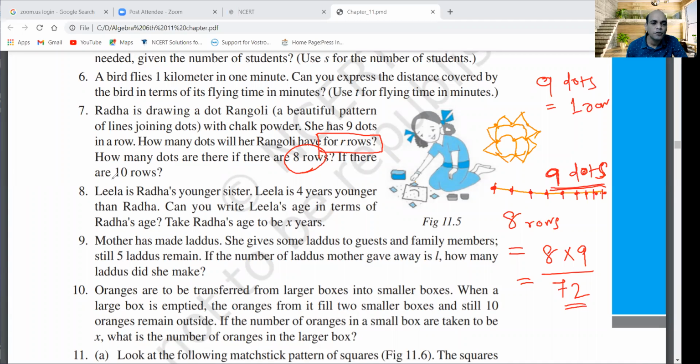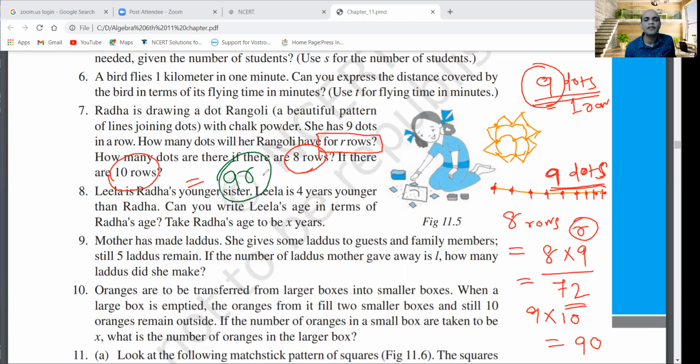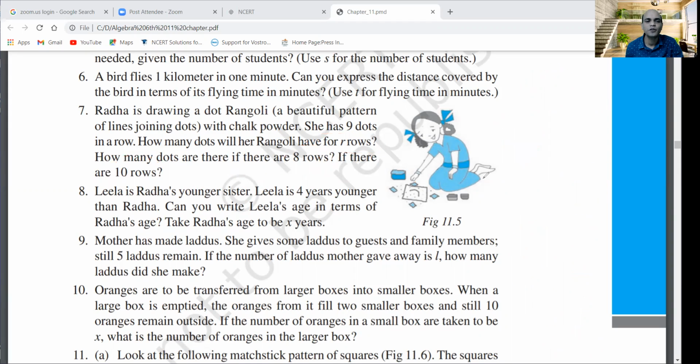Clear? If there are 10 rows, in one row there are 9 dots. 90. Obviously, 9 multiplied by 10 is equal to 90. Okay, it is not asked, but can you tell me the common rule for this? Rows is R, dots are 9. Very simple. 9 dots, and number of rows are R. So 9 multiplied by R, or you can say 9R. The question is not given, but I am asking you this. Clear? Very good.